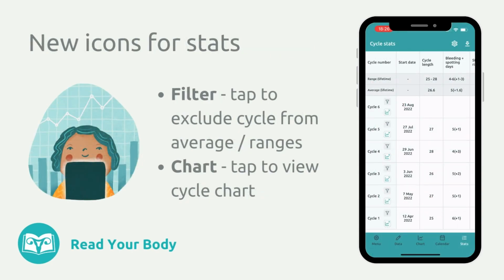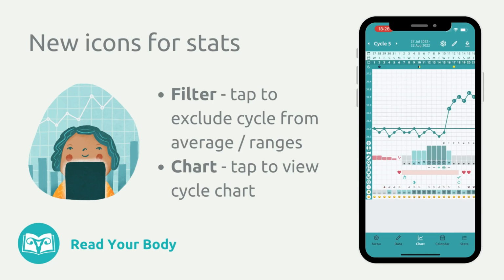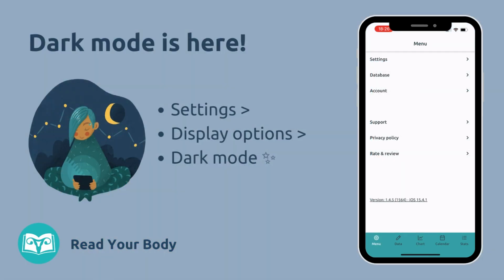Over in the stats screen, you'll also see some new icons. Tap the filter icon to exclude any cycle from your averages and ranges. Tap the chart icon to view that cycle chart. And finally, a neat new feature that many of you have been waiting for. Dark mode is here. To enable it, simply go to Settings, Display Options, Dark Mode.